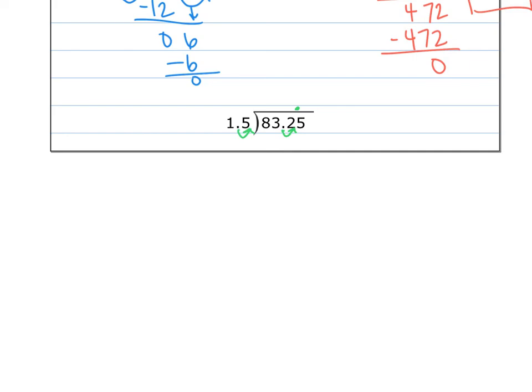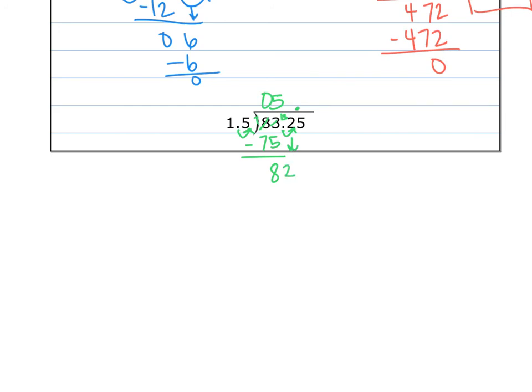So now 15, it can't go into 8, but we have to see how many times 15 goes into 83. Well, 15, 30, 45, 60, 75, that would be the most. One more time would put us over the edge. So 15 times 5 was 75, because 6 times would be 90. 5 times 15, 75. Subtract. 13 minus 5 is 8. 7 minus 7 is 0.